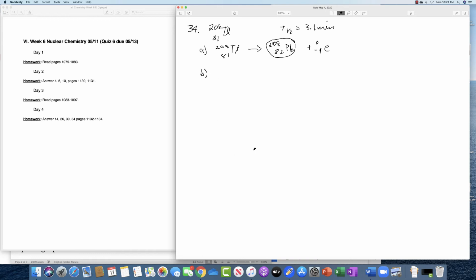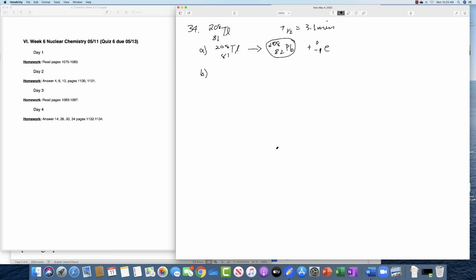B. How long does it take for 99% of the sample of pure thallium to decay? Now, in order to do this, you need to look at page 1091. Now, one thing we didn't do this year, which I've done in years past, is the chapter on chemical rates. And I skipped that chapter because it's conceptually quite hard for students to pick up.